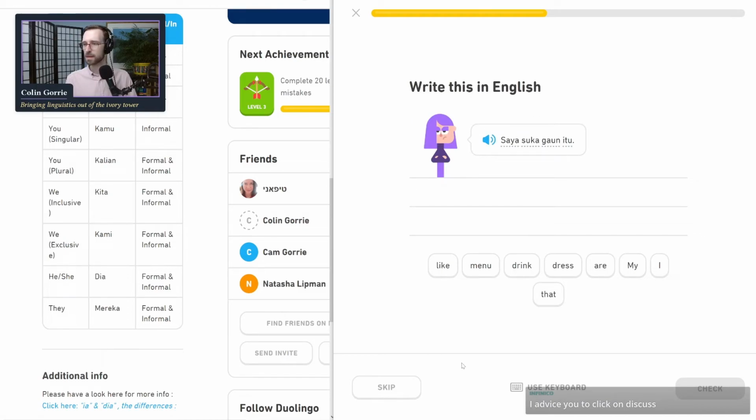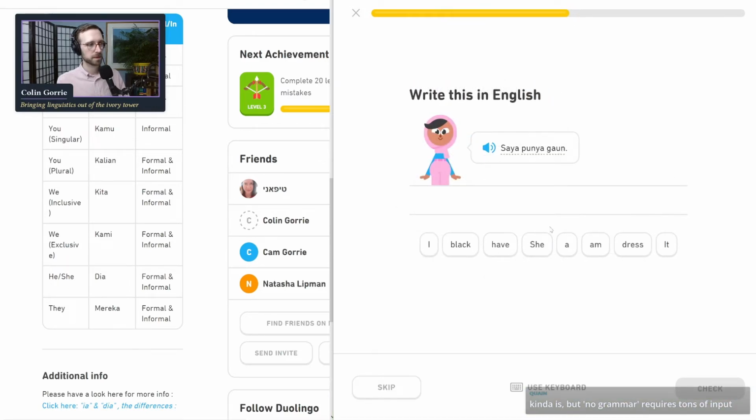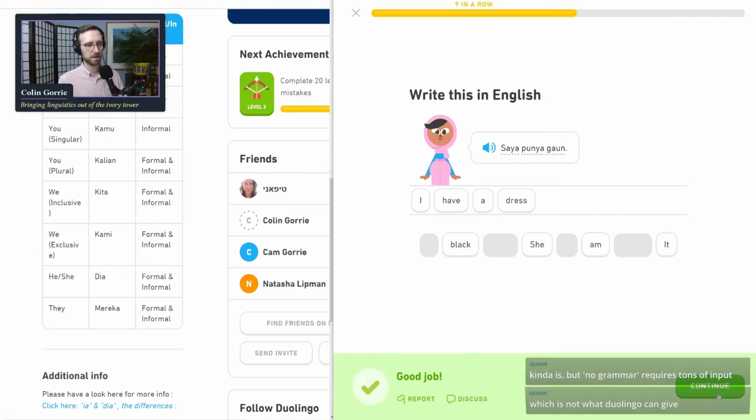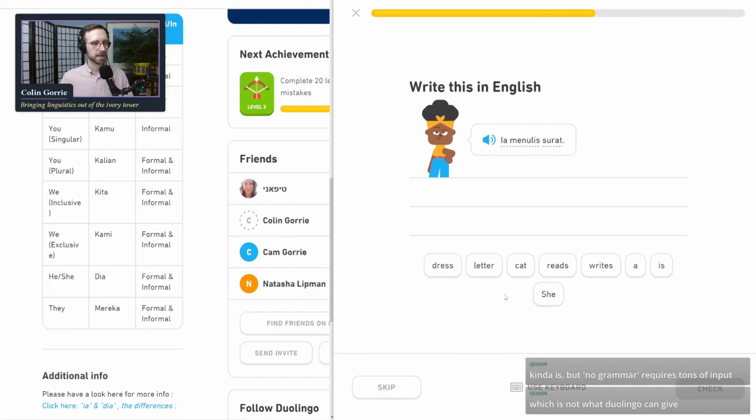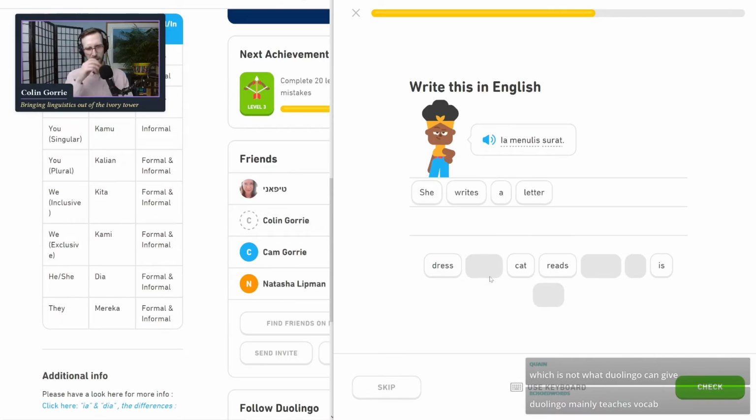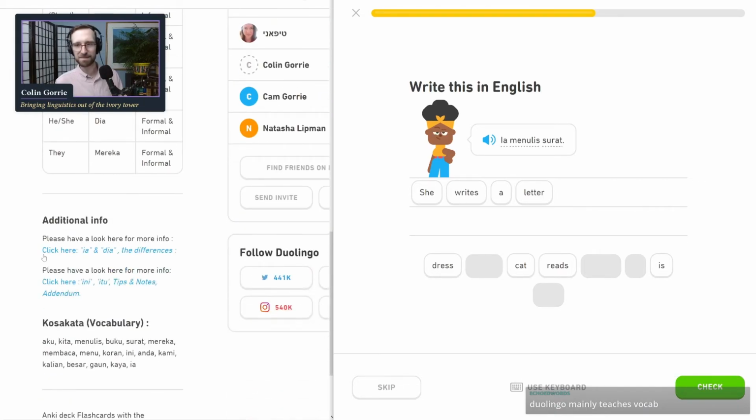Saya suka gaun itu. I like that dress. Saya punya gaun. I have a dress. Ia menulis surat. How's that ia again that got translated as it before? She writes a letter. Okay, so what's the difference between ia and dia? That's my question. And if this forum were still around, we'd probably have an answer.